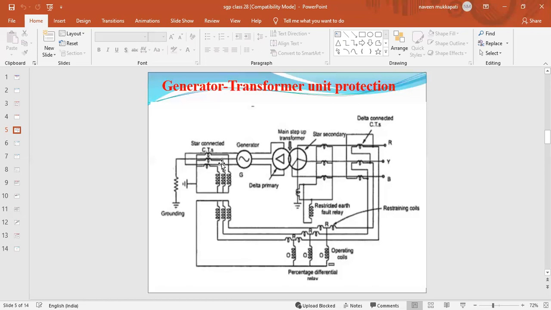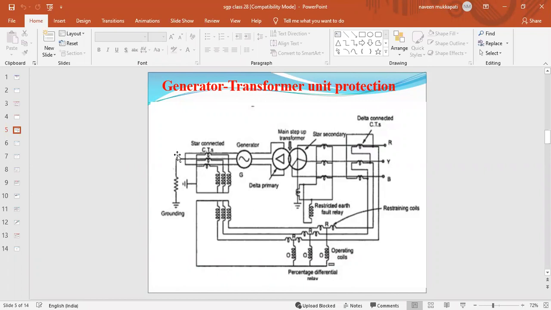First, under normal operating conditions, both CTs are in balanced condition. Under normal operating conditions, the algebraic sum of these currents is equal to zero. Then no relay coil will operate.